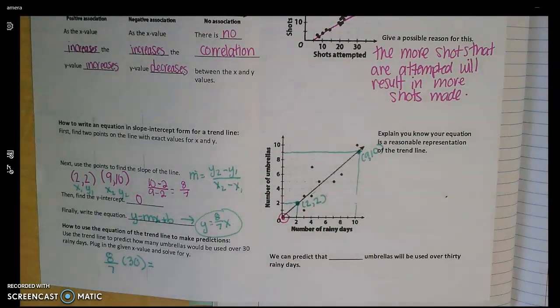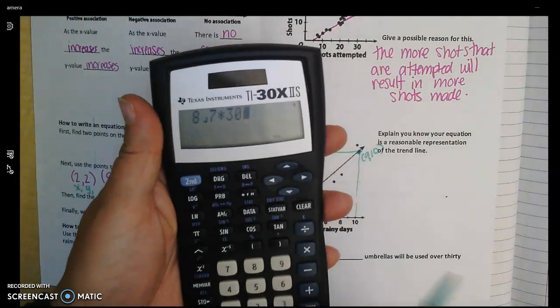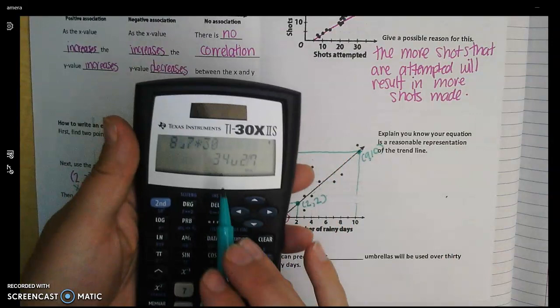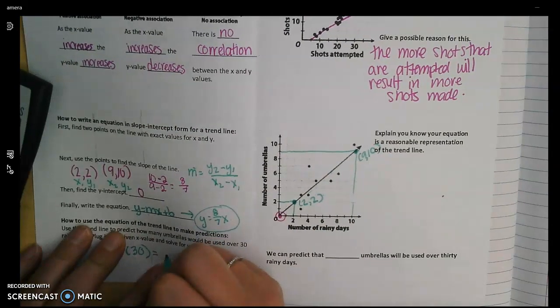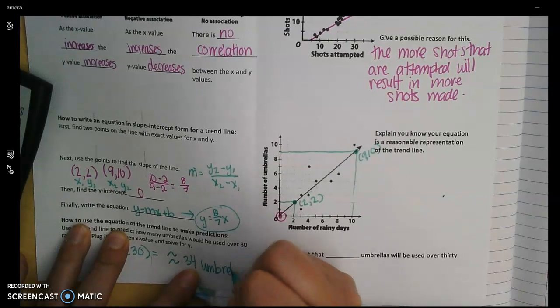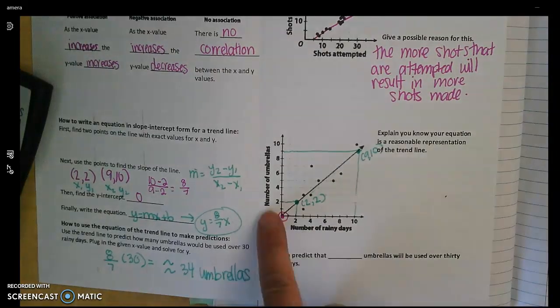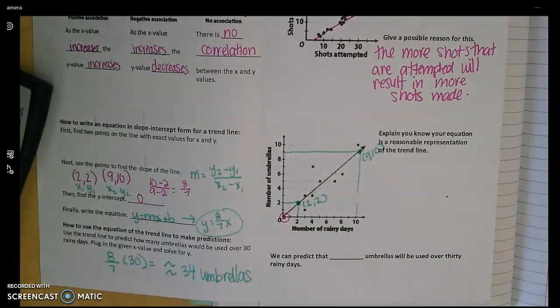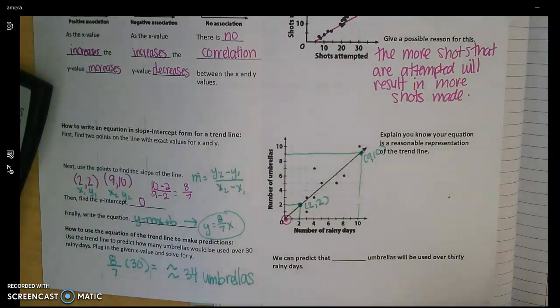so I can plug this into my calculator, 8/7 times 30, so that gives me about 34 2/7. I'm going to round it to the nearest umbrella, so since I'm not quite halfway, I'm going to say it's about 34 umbrellas. Okay, so that's how I can use a trend line to make predictions. Even though this data doesn't go up to 30 days, we can use the graph to come up with the equation for the line to then predict about how many umbrellas they would need over 30 days.